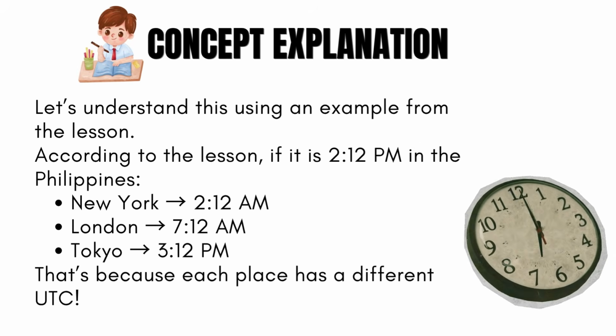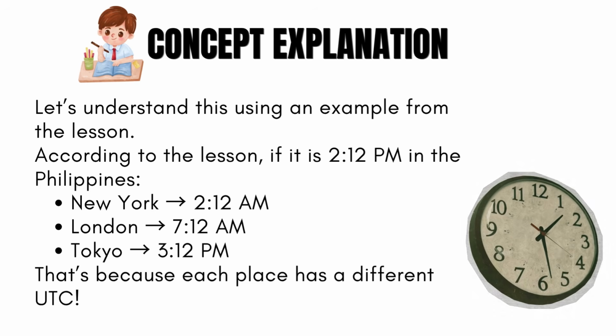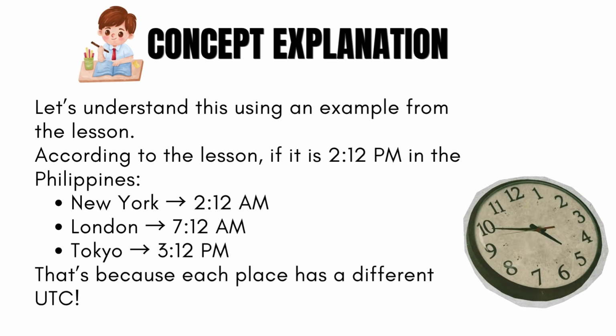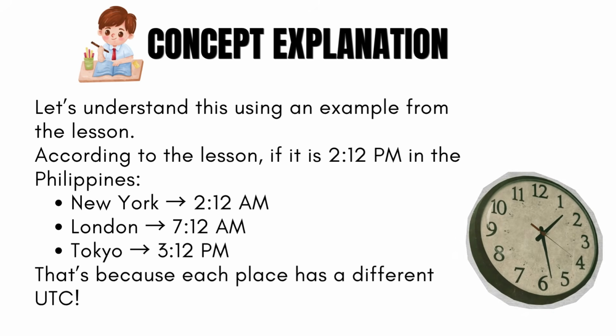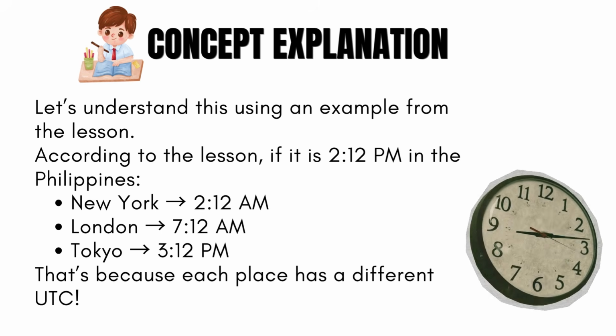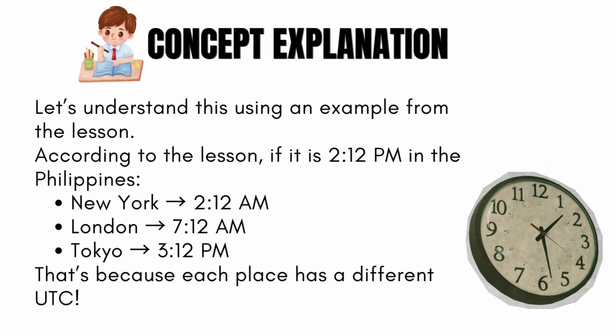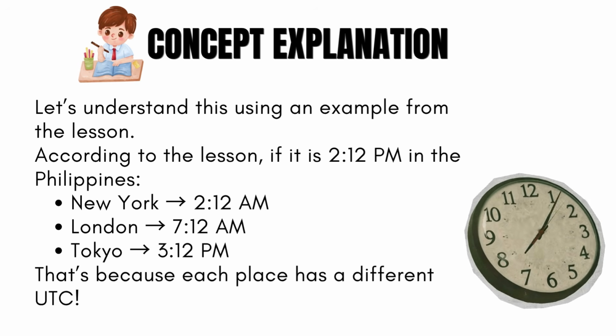Let's understand this using an example from the lesson. According to the lesson, if it is 2:12 p.m. in the Philippines, the time in New York is 2:12 a.m. In London, it is 7:12 a.m. And in Tokyo, it is 3:12 p.m. This happens because each place has a different UTC or time zone.